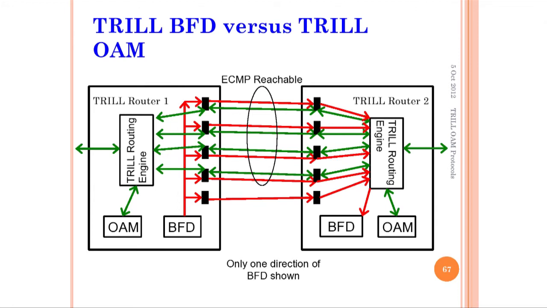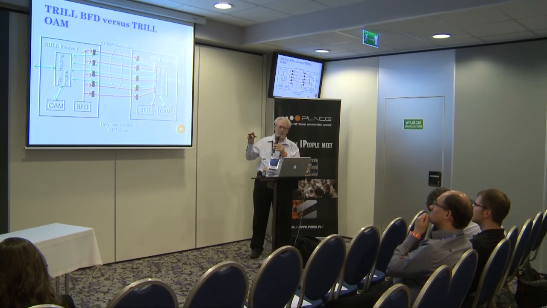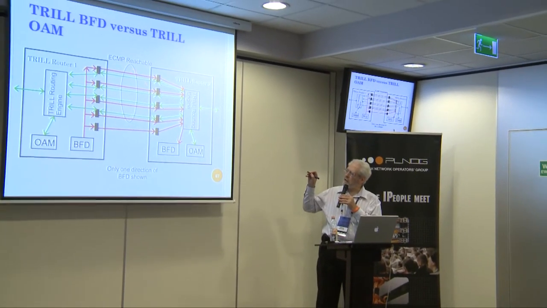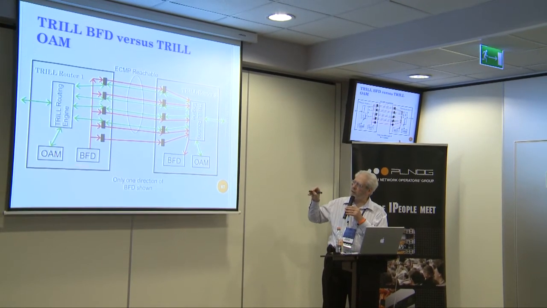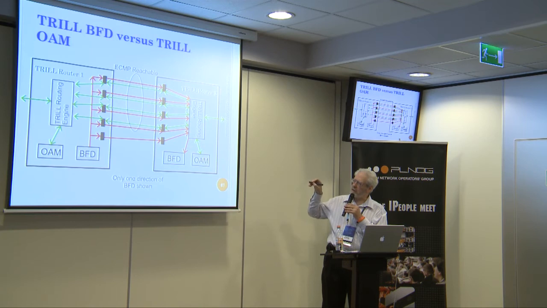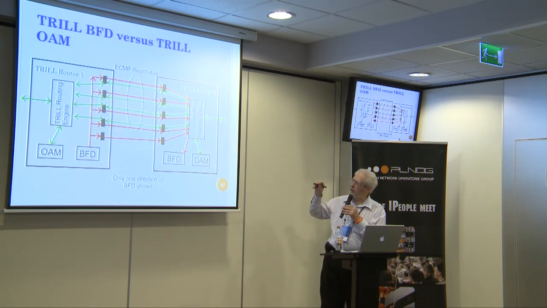But BFD is specified so that when BFD frames are originated, they're bound to the logical interfaces that Trill sees. In this case, there are 4 links that are ECMP reachable, so they will be reachable via the OAM, which is in the process of being defined, which will have facilities for sending frames that follow the same path as data frames and so forth. But BFD could reach all of them.